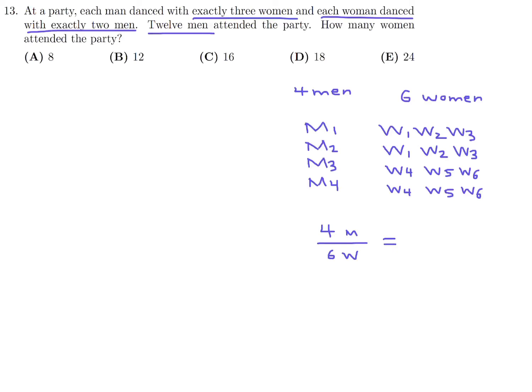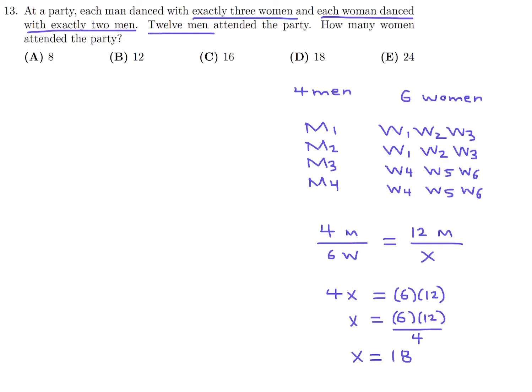Now in our question, they have 12 men, and they want you to figure out how many women, x. Well, this is a simple cross multiplication question. 4x will be equal to 6 times 12, and therefore 6 times 12 divided by 4 is our x. So 12 divided by 4 is 3. 3 times 6 is 18. So there are 18 women when there are 12 men. So the answer to number 13 is D.